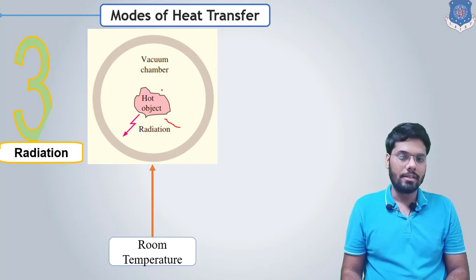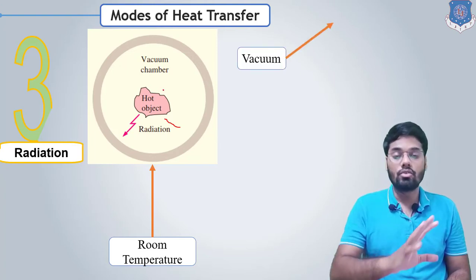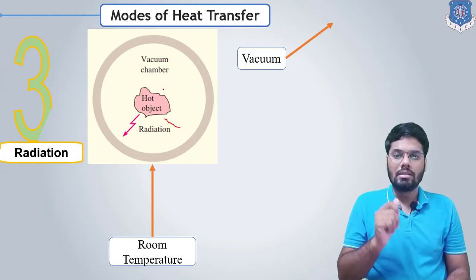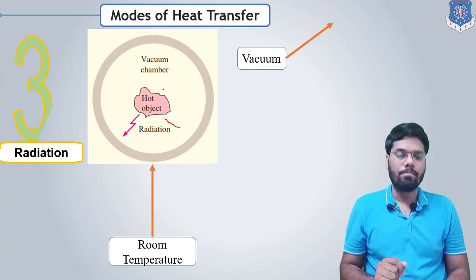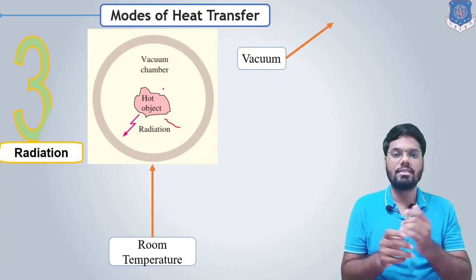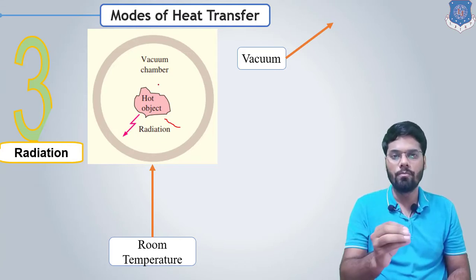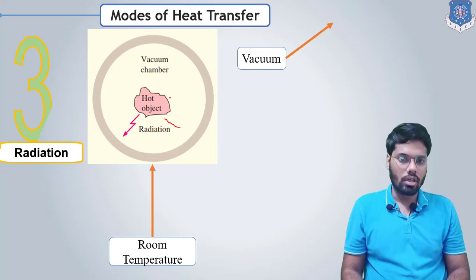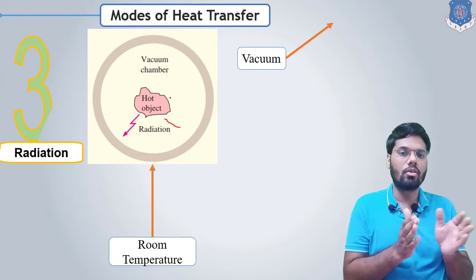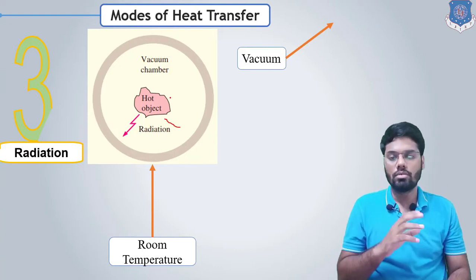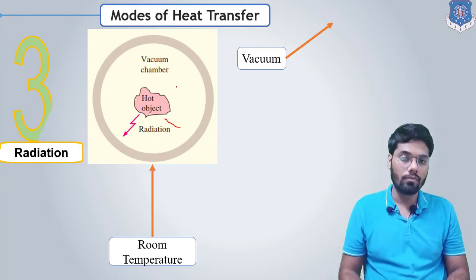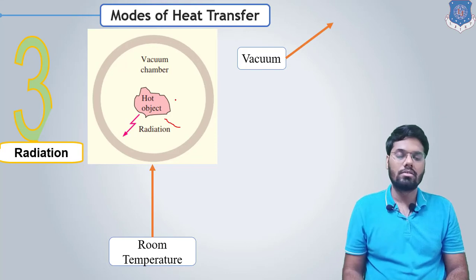But as we can see here, there is a vacuum, there is no medium, no fluid around the hot object. So the convection mode is not possible here, because for convection we require a fluid around the solid object, but there is no air or other fluid in this vacuum chamber, so there is no convection. Also, for conduction we require physical contact between two systems. We can see from this figure there is no physical contact between the hot object and the wall of the vacuum chamber, so no conduction takes place either.